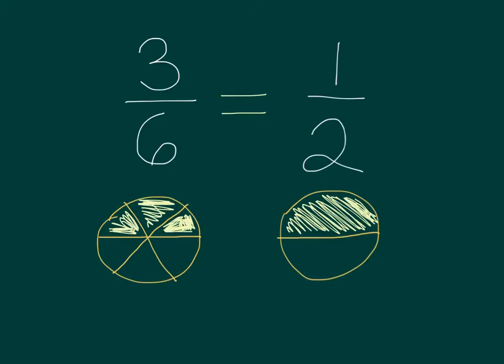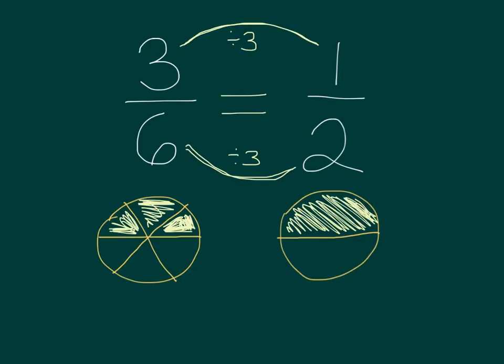Another reason is because if I take 3/6 and divide the numerator and denominator by the same number, we get 1/2. So if I divide the numerator by 3 and the denominator by 3, we get 1/2. Now remember, I'm not taking 3/6 and dividing it by 3. That's something different. What I'm doing is dividing the numerator by 3 and the denominator by 3 to get an equal fraction. So 3/6 is equal to 1/2.